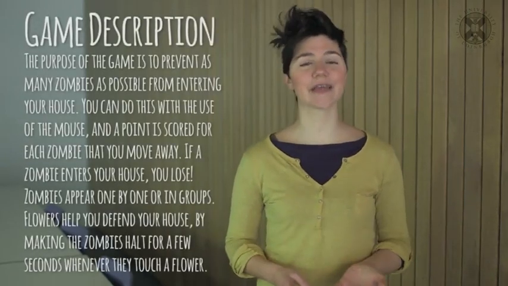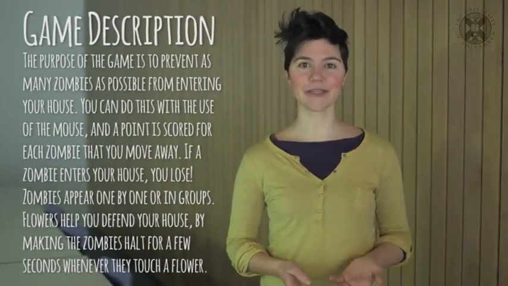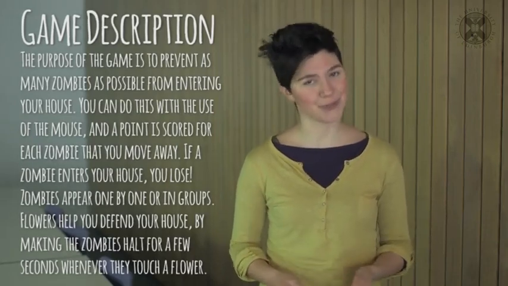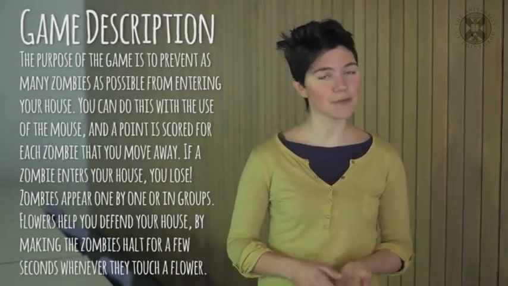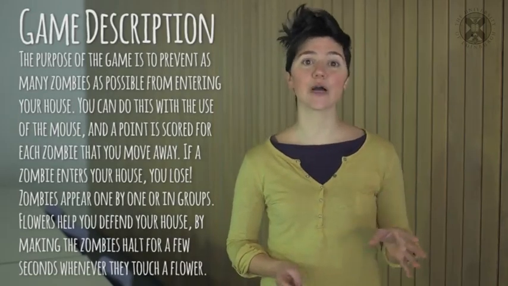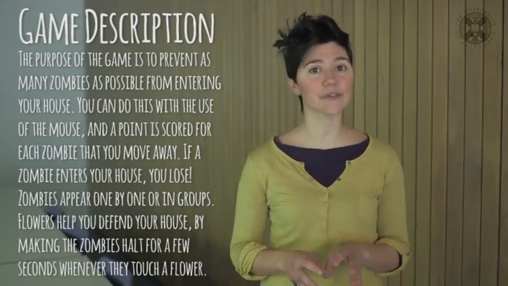So our game could be defined like this. The purpose of the game is to prevent as many zombies as possible from entering your house. You can do this with the use of the mouse, and a point is scored for each zombie that you make move away. If a zombie enters your house, you lose. Zombies appear one by one or in groups. Flowers help you defend your house by making the zombies hold for a few seconds whenever they touch a flower. Keep in mind that if instead of zombies you prefer robots, cars, balls or some other character, all you need to do is change the costumes that you use, so you can create the game that you want.